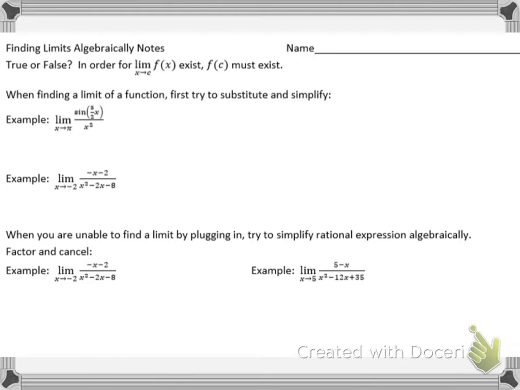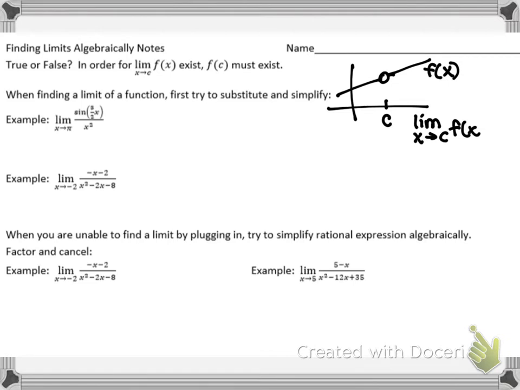Well, let's consider the picture here. So if I draw a curve or a line, doesn't matter, f of x, and that has a hole. In this graph, f of c would not exist. It would be undefined. However, the limit as x approaches c of f of x would exist.